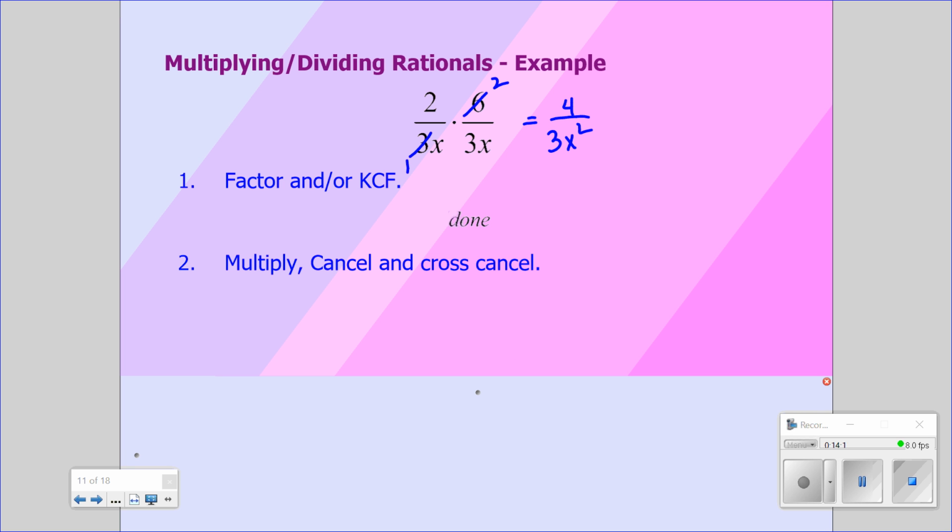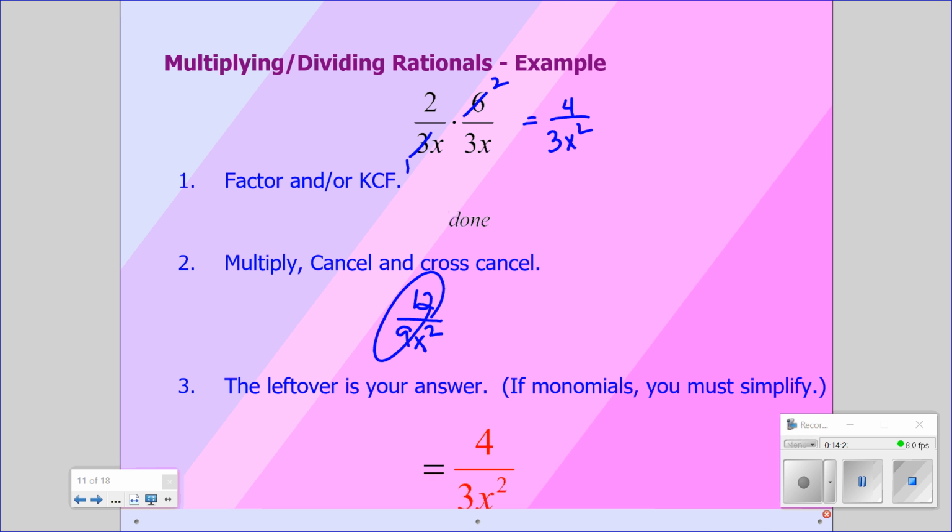You could also just start by multiplying straight across to get 12 over 9x squared. Then you would just need to simplify the 12/9 to 4/3. So regardless of how you choose to simplify at that multiplying step, we should all arrive at 4 over 3x squared.